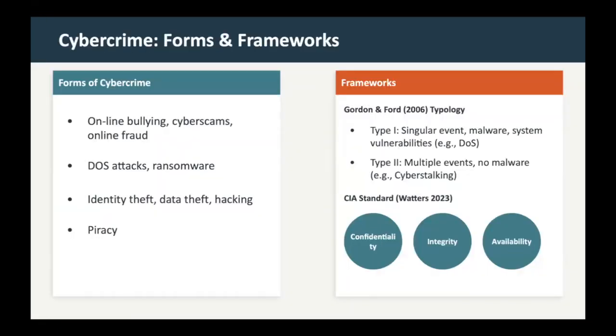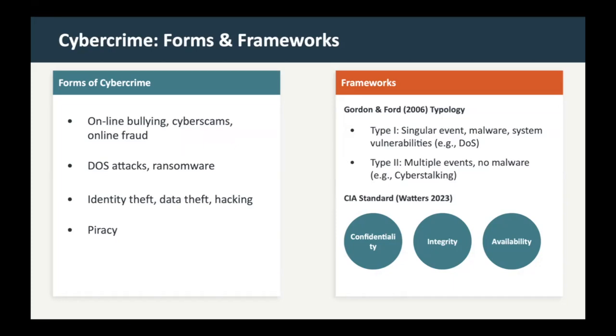So cybercrime and cybersecurity, as we said, it's now all over the place. We're constantly assaulted by phishing scams, and cybercrime takes different forms: online bullying, online fraud, denial of service attacks, ransomware, as I was saying, in this town in the South San Francisco Bay, identity theft, data theft, hacking, even piracy, and there's more, right? These are some of the variety of cybercrime that we know exists.